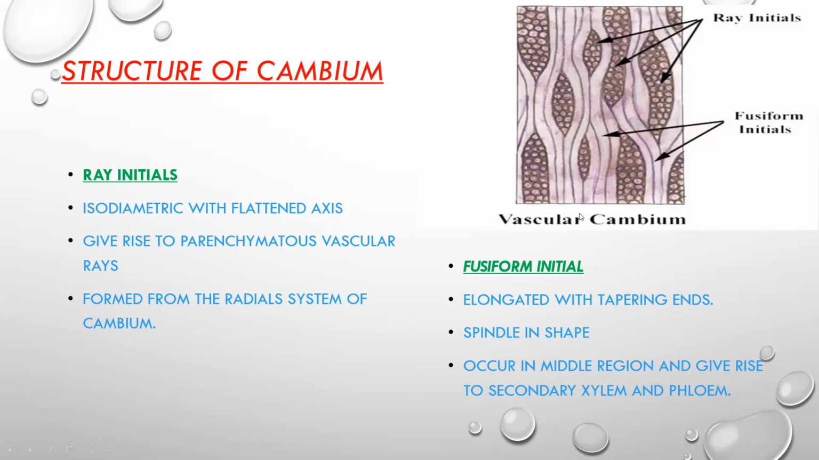So here this is the structure of the vascular bundle. It contains two types of initials, that is ray initials and fusiform initials. These fusiform initials give rise to secondary xylem and phloem, whereas the ray initials give rise to parenchyma.